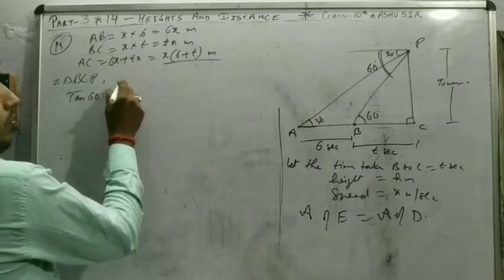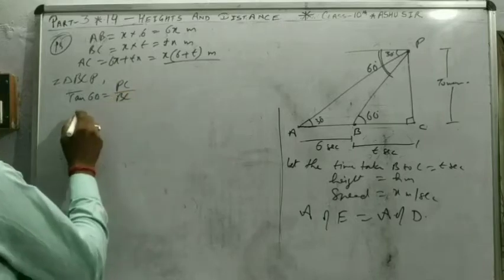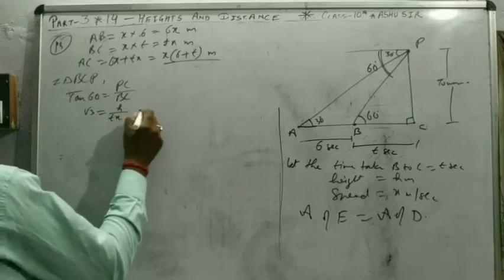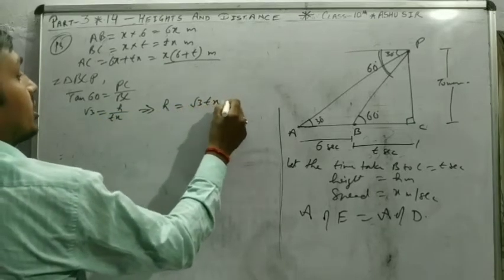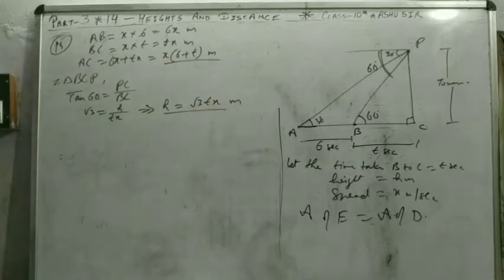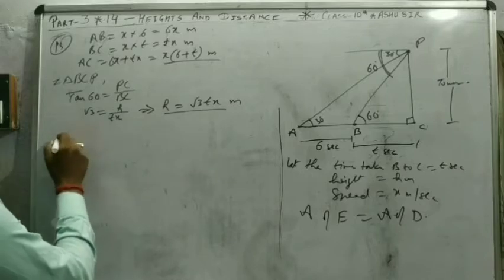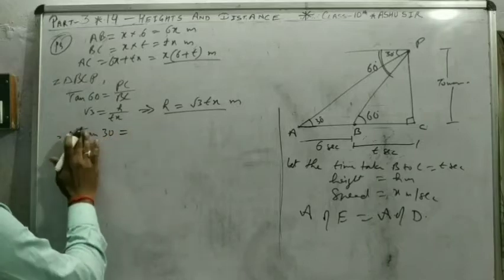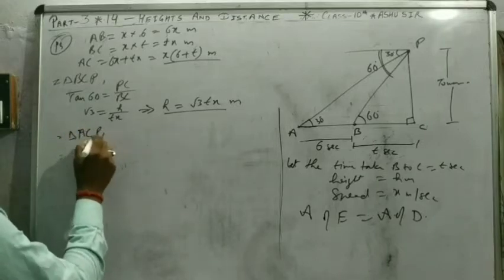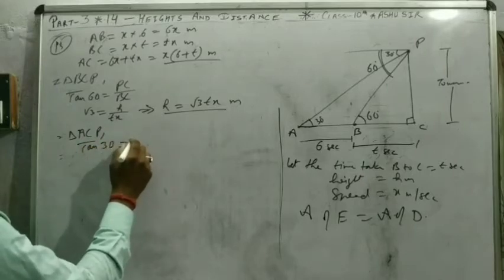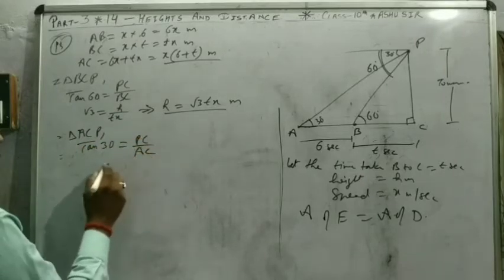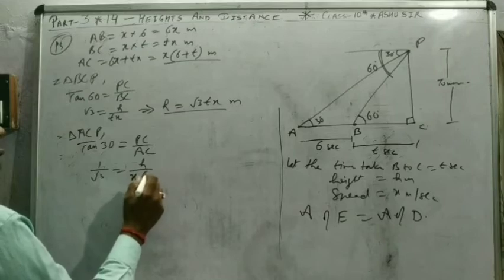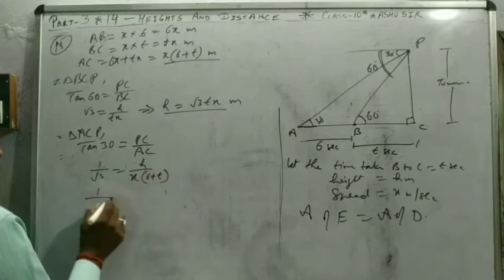What do you get? PC upon BC, and root 3 equals h by tx, so h equals root 3 tx meter. Equation number first. Then use the second triangle, tan 30, with which triangle? ACP, tan 30 equals PC upon AC, 1 by root 3 equals h by AC. Value x 6 plus t, 1 by root 3.